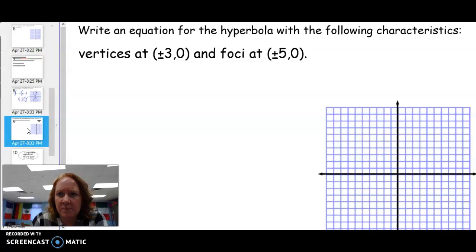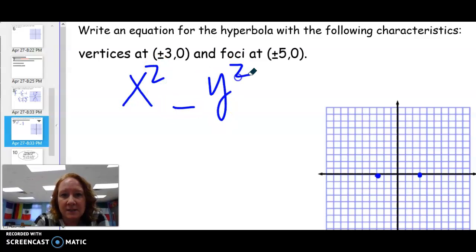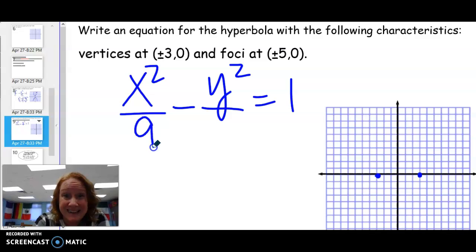Write an equation for the hyperbola following. Okay, so vertices at plus or minus 3. So right away you know it's going to be x squared first, minus y squared equals 1. Okay, if the vertices are that, so 3 squared is 9. I think this is going to be 16.